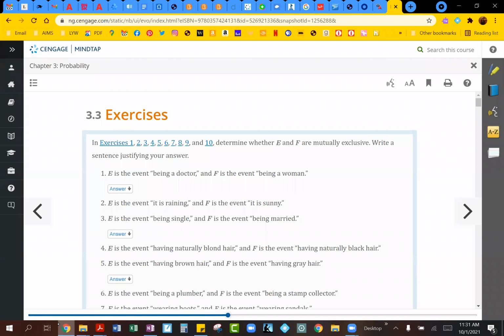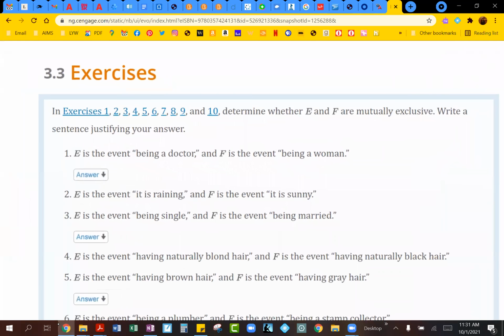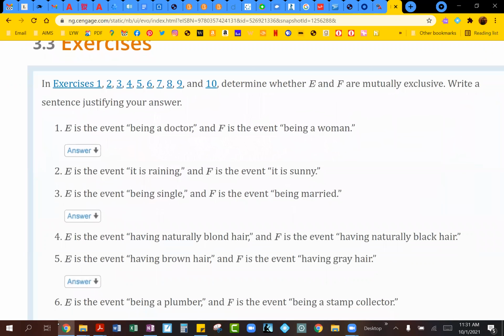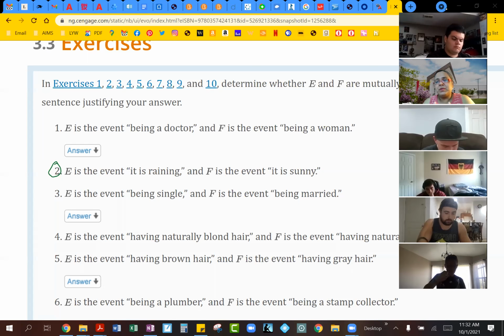How about we start right here with problem number 2. Our instructions for these problems are to determine whether events E and F are mutually exclusive, and they're saying to write a sentence justifying your answer. So let's start with number 2. E is described as the event it is raining, and F is described as it is sunny. So the idea is we're trying to think about whether they are mutually exclusive or not.